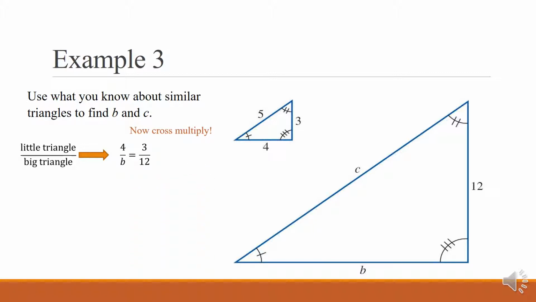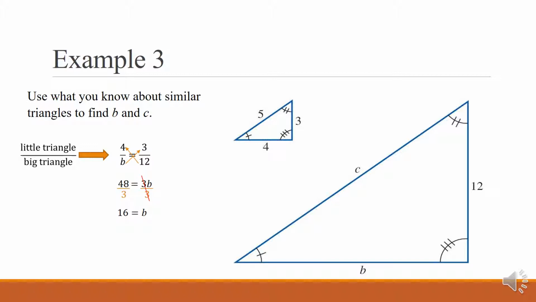Now let's cross multiply. So I'm going to take 12 times 4 is 48. And then I'm going to go the other way. B times 3 is 3B. I like to put the number in front, but you could do B times 3. It's the same thing. Now I'm going to get B by itself, so I need to divide both sides by 3. On the right-hand side, the 3's are going to cancel out. And on the left-hand side, 48 divided by 3 is 16. So there's the bottom of our big triangle.